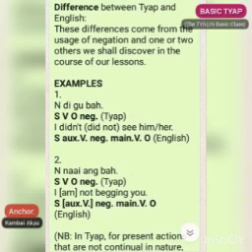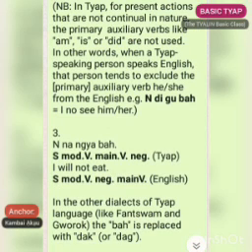Now take note, in Tyap, for present actions that are not continual in nature, the primary auxiliary verbs like am, is, or did are not used. In other words, when a Tyap-speaking person speaks English, that person tends to exclude the auxiliary verb from the English he or she speaks. For example, Ndiguba, such a person would rather say, I see him not, or I no see him, or I no see her, without putting the did. I did not see him, or I did not see her.